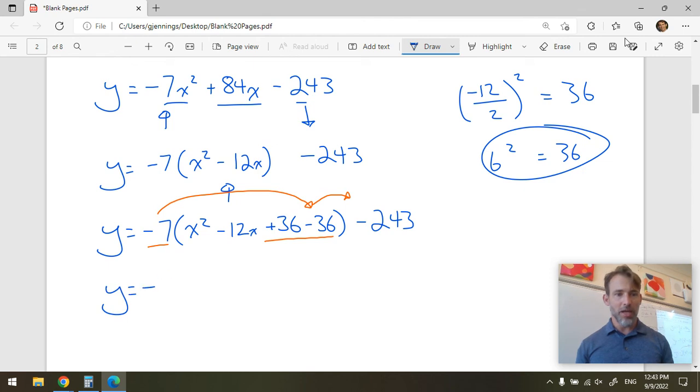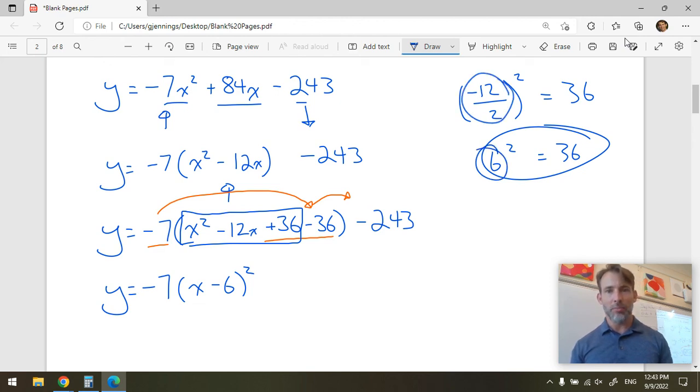Y is equal to negative 7. This part here is a perfect square trinomial. This is x minus 6 squared. And I actually get that 6 here. It's this number, b divided by 2. But I can also verify that by saying x times x is x squared. X times negative 6 is negative 6x. Negative 6 times x is the other part of the negative 12x. And then negative 6 squared is 36. So it does line up.